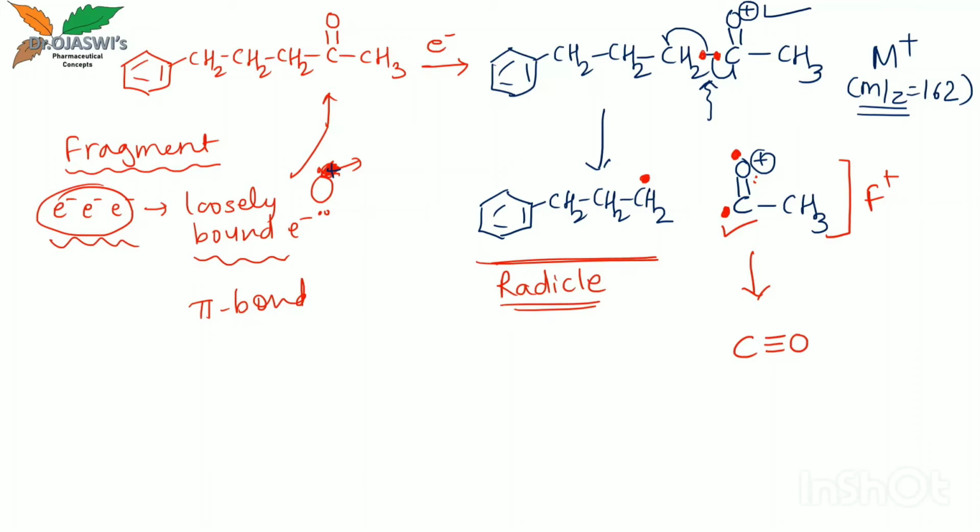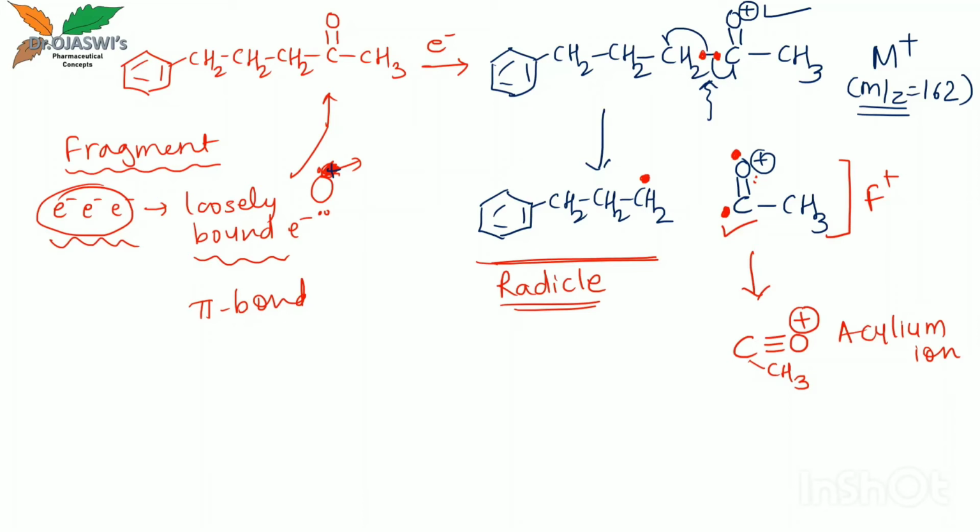C triple bond O plus, charges as such. I call this an acylium ion. Now I can remove the neutral molecule carbon monoxide very easily from here.